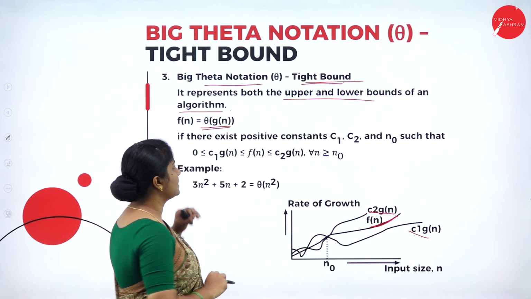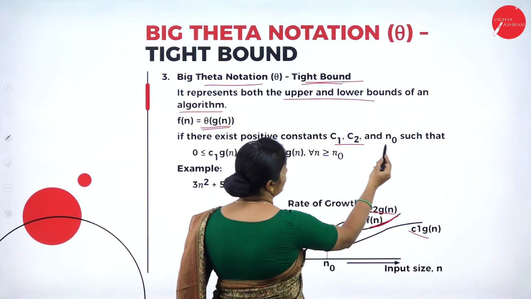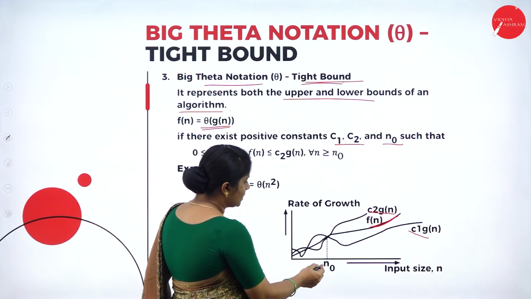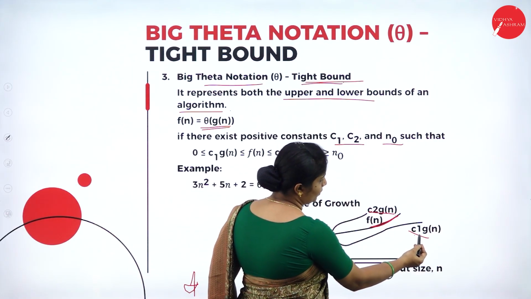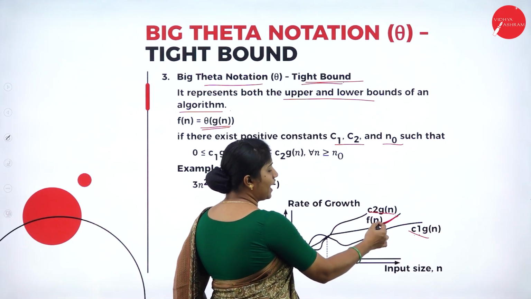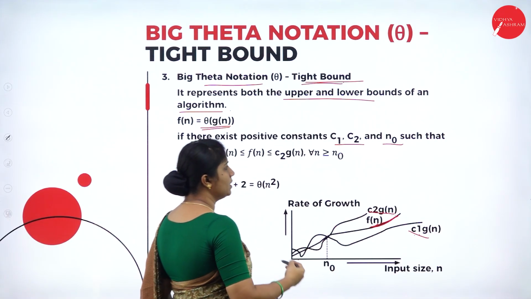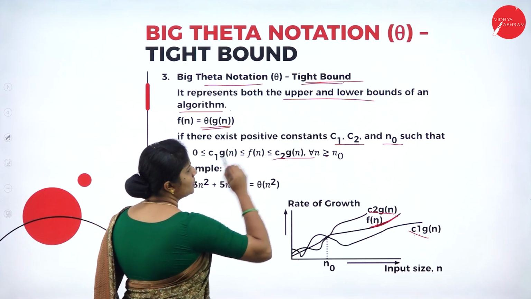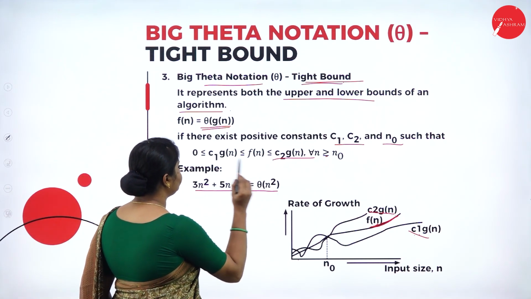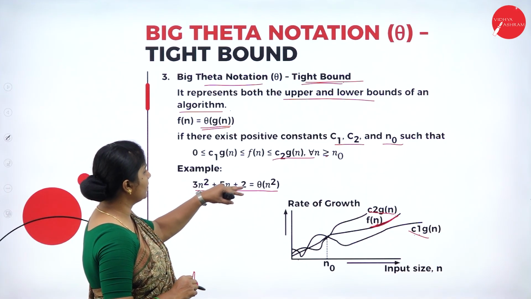If there exist positive constants C1, C2 and n0 such that, how can I write it? 0 is less than or equal to C1 of g of n, which is less than or equal to f of n, which is less than or equal to C2 of g of n, for all n greater than or equal to n0. See, for example, 3n square plus 5n plus 2.